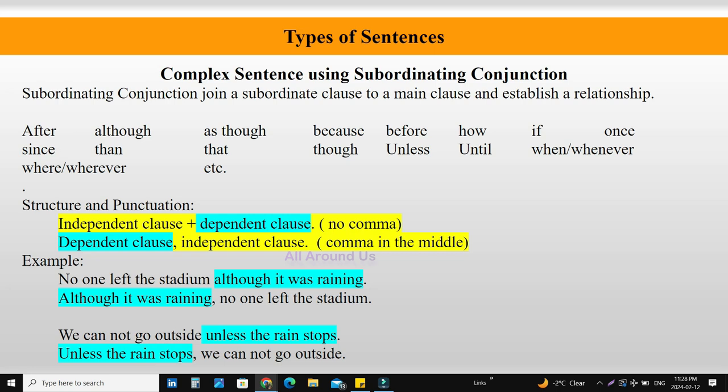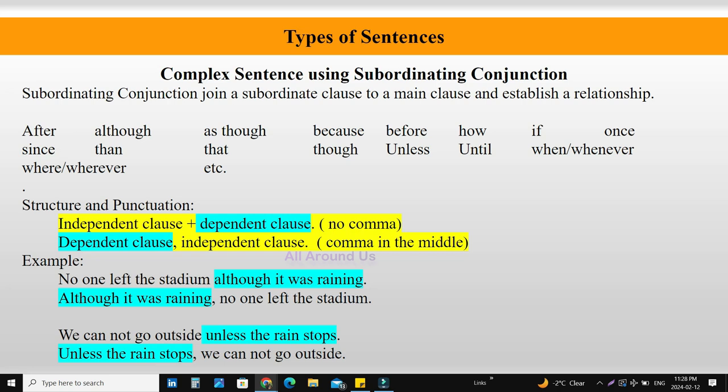Example: No one left the stadium although it was raining. Here, no one left the stadium is the principal clause. Although it was raining is the dependent clause. Here, in between, there is no comma.